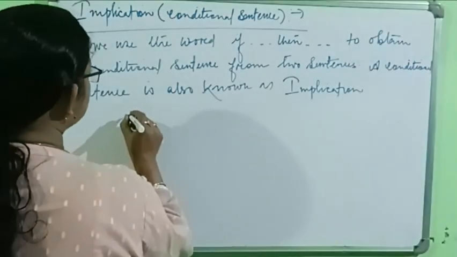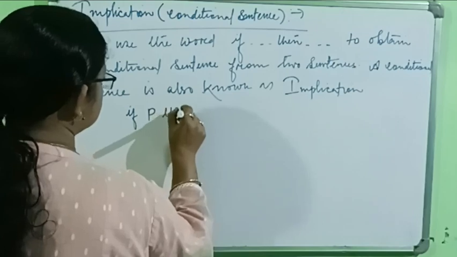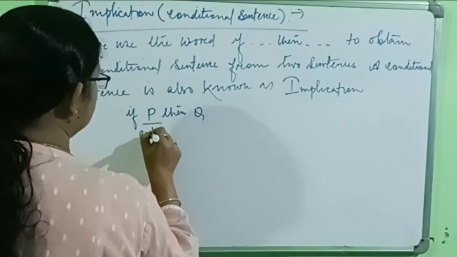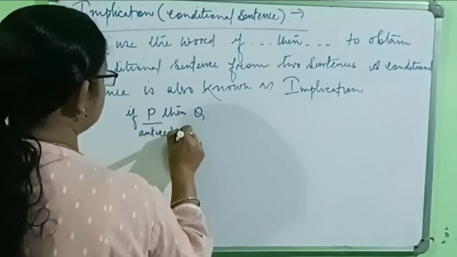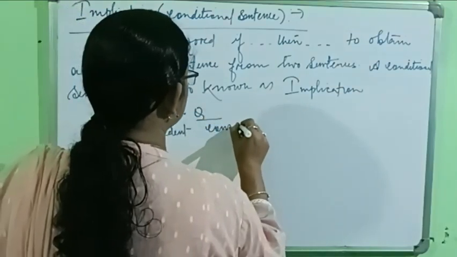So if P and Q are two sentences, then the conditional sentence is given by if P then Q. This is known as the antecedent, and this is known as the consequent.